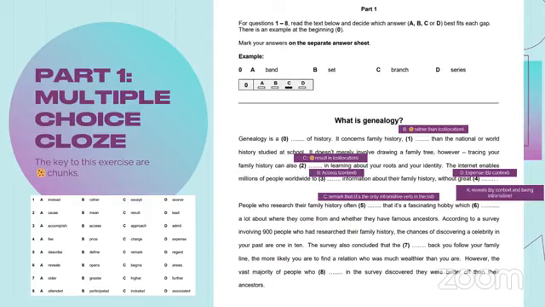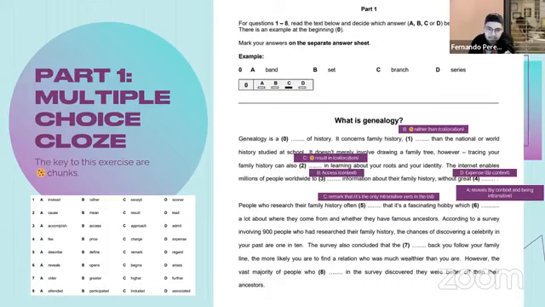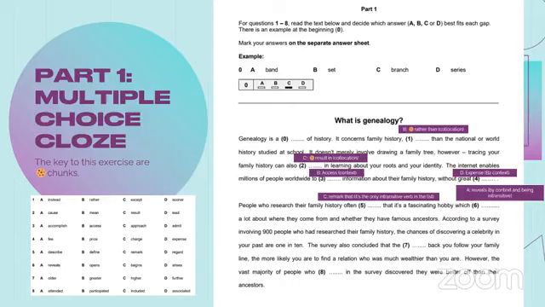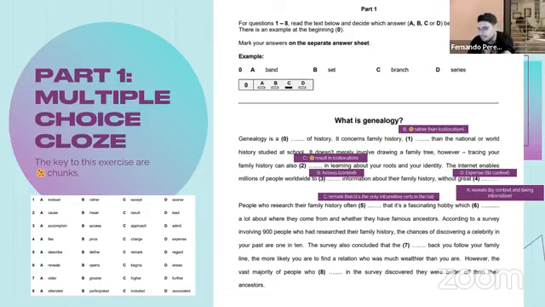Read the complete sentence again. The more likely you are to find a relation who was much wealthier than you are. Perfect, perfect, perfect. So we have all this information. The survey also concluded, blah, blah, blah. You selected the word further. Why did you choose the word further?